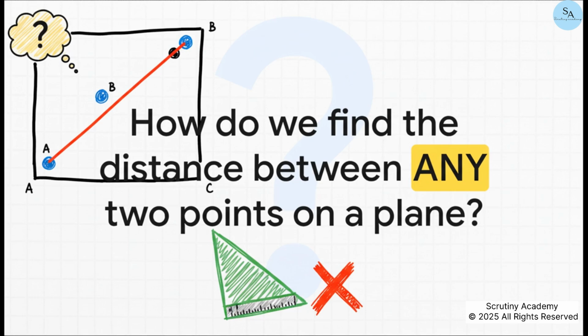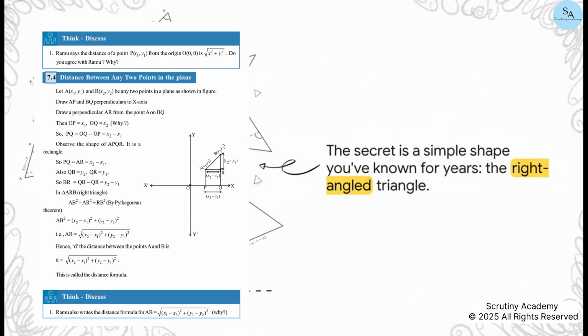Just think for a second. What tool have you always used to find the length of a slanted line? A hypotenuse. And there's the secret. It's a shape you've known since you were a kid, the good old right-angled triangle. Look at this. We can connect any 2 points, A and B, by just drawing a horizontal line and a vertical line. And boom, we've got a right-angled triangle. Suddenly, that distance isn't just a random line anymore. It's the hypotenuse, and we definitely know how to find that.